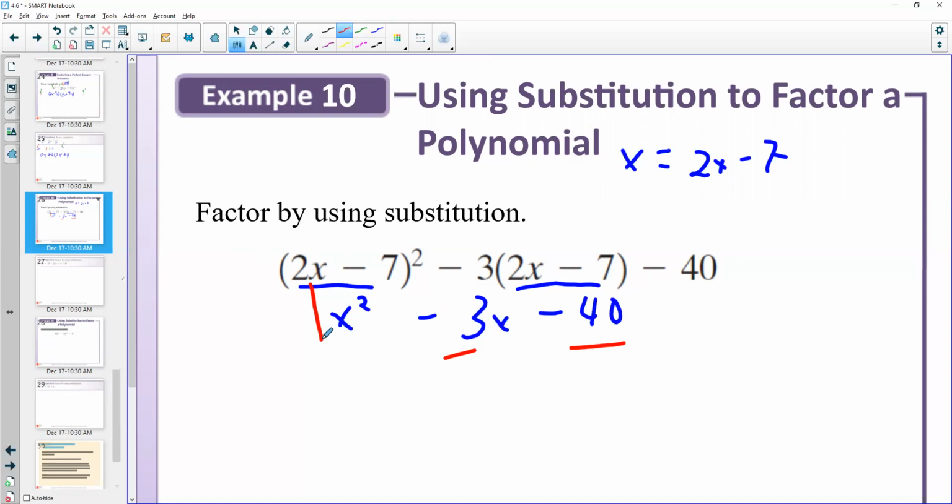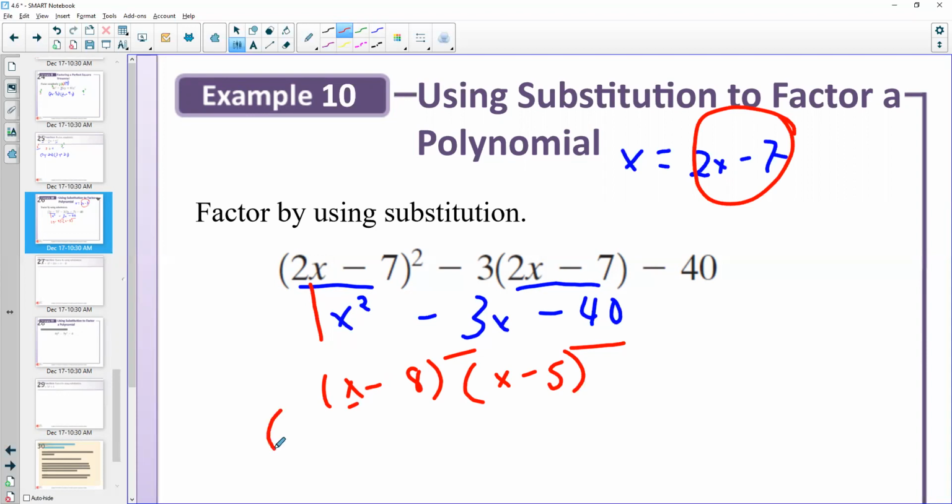Negative 40, let's see. My signs are going to be different. 4 and 10 doesn't work. 20 and 2 doesn't work. Oh, 8 and 5 would work though. I would need x minus 8, x minus 5. So there are my factors. Now what I need to do is take what I substituted and put it back. So I'm going to write 2x minus 7 minus 8 and 2x minus 7 minus 5.